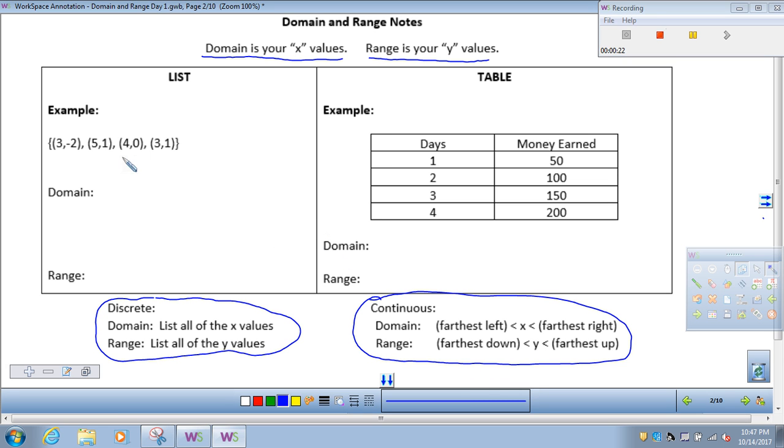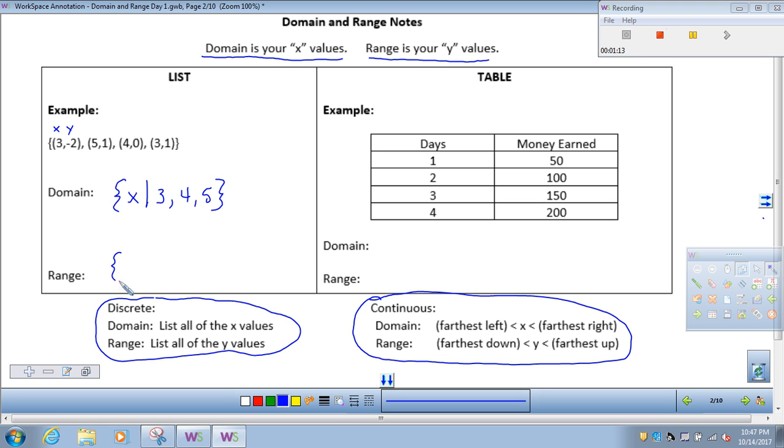So first, looking at a set of points, this is discrete, and in each of these points we have our x and our y coordinate. So all we have to do is list them out, and typically they are listed in numerical order. So we have 3, 5, 4, and then 3 again. We don't need to put the second 3, so we'll just put 3, 4, and 5. That will be our domain.